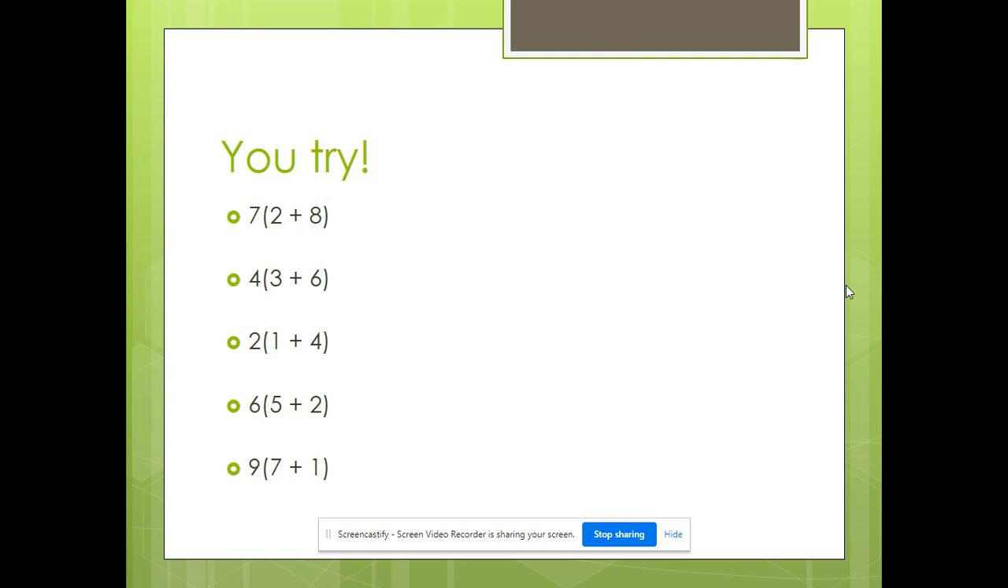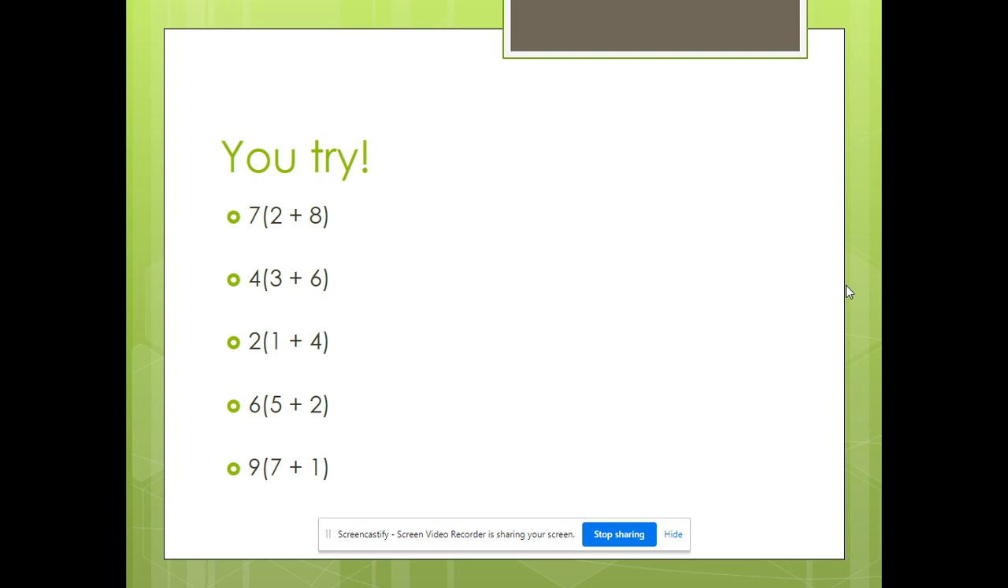So guess what? Now it's your turn to try. Here are 5 problems on a piece of paper or even in a Word doc. You can solve these 5 problems, but I need you to make sure you show me all the steps. So you're going to use the distributive property to solve these 5 problems. Like for the first one, you'll show me where the 7 is being distributed to both the 2 and the 8. So it'll be 7 times 2 plus 7 times 8. Then you're going to multiply and then add.